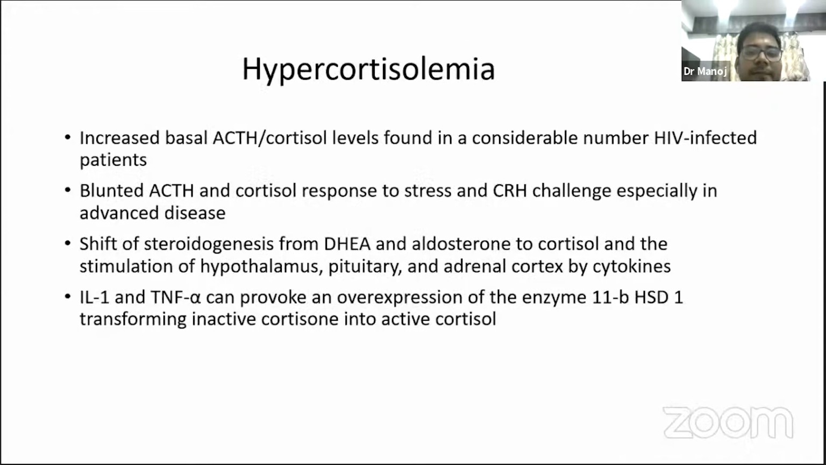Now, coming to hypercortisolism, it is more common in HIV infection as compared to adrenal insufficiency. There is increased basal ACTH and cortisol level in a considerable number of HIV infected patients, and there is blunted ACTH and cortisol response to stress and CRH stimulation. The cause could be the shift of steroidogenesis from DHEA and aldosterone to cortisol, and stimulation of the hypothalamus-pituitary-adrenal axis by the cytokines. Other causes could be interleukin 1 and TNF alpha, which provoke the overexpression of 11 beta HSD1, which leads to the transformation of inactive cortisol to active cortisol.